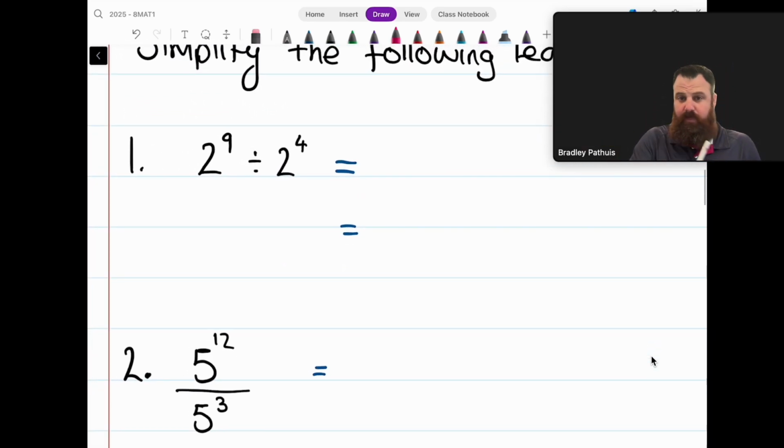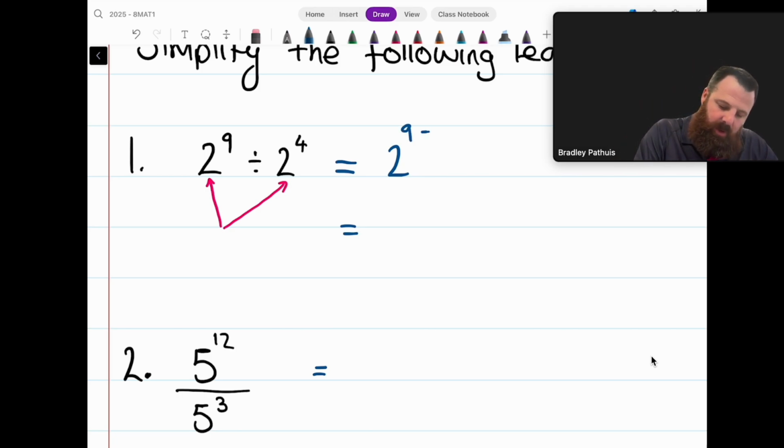So if we have a look here, leaving my answer in index form, my base was a base 2, so my answer must have a base 2. Now when we look at this, my bases were the same, I'm dividing numbers with the same base, so I'm going to subtract their powers. So that's just going to be 9 take away 4. So the answer to this one in index form is 2 to the power of 5. That's my answer in index form.